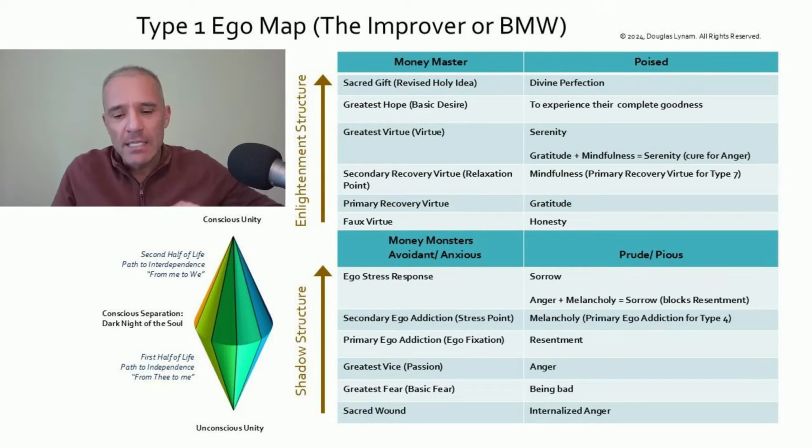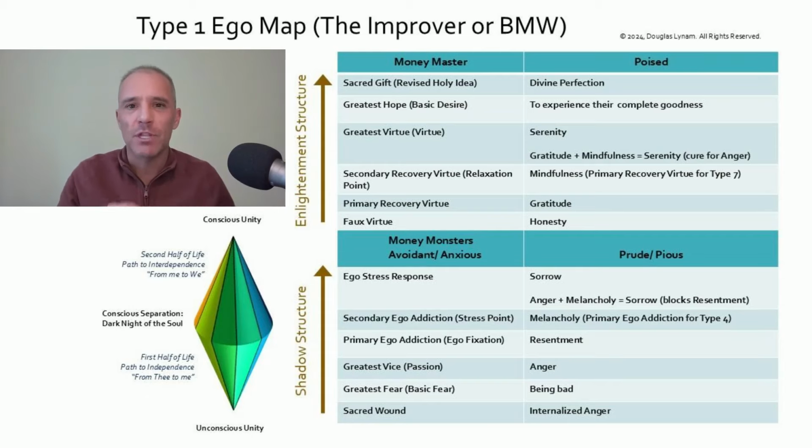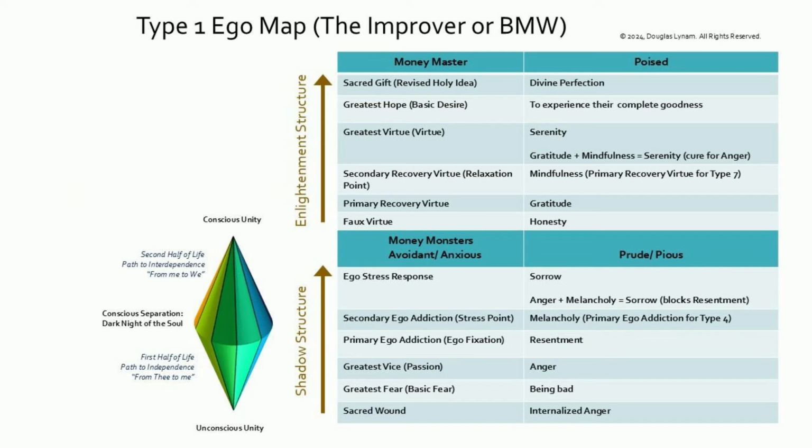And now, when they achieve a degree of serenity, now they're at a healthier place with themselves, and then they become the money master. I call them the poised. They're no longer the pious or the prude. They're the poised. They're very grounded in their financial life. They've got all their ducks in a row, but they realize that life is not a perfect balance sheet, and things go sideways at times, and they don't get so bent out of shape when the world doesn't conform to their high standards and expectations. So there's the quick ego map for type 1.